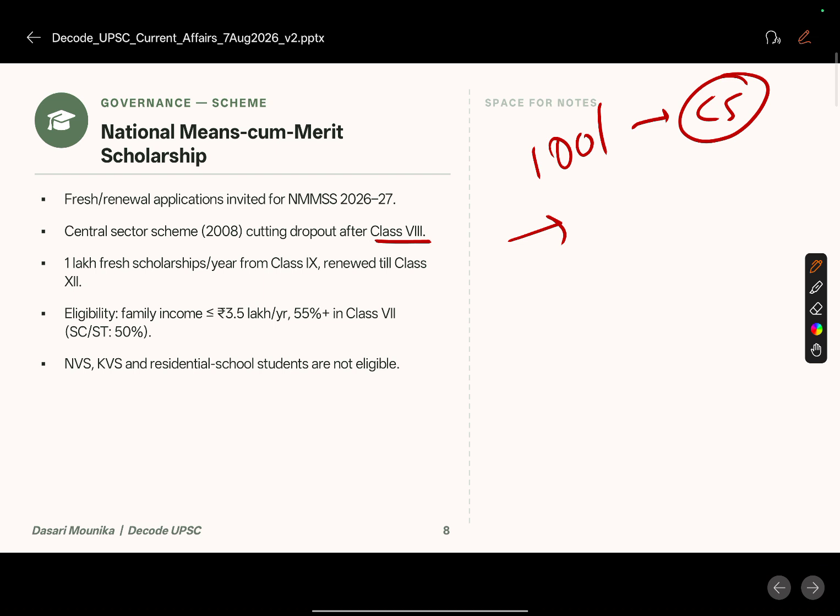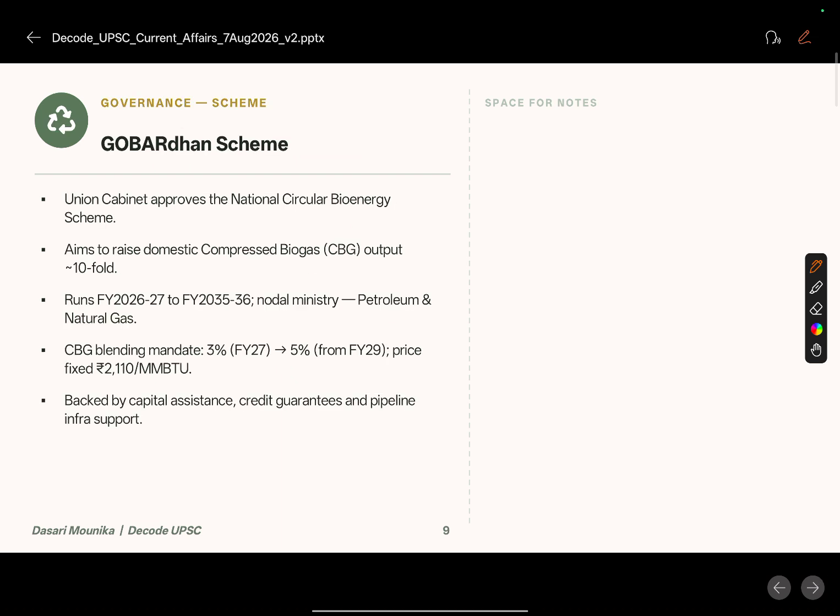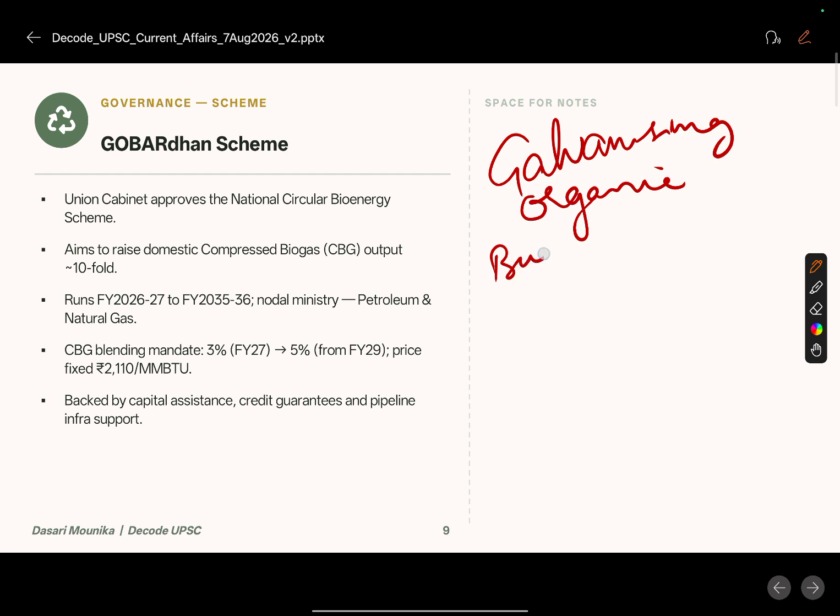So moving forward, we have the Gobardhan scheme. What is this Gobardhan scheme about? First, let us see the full form: Galvanizing Organic Bio-Agro Resources Dhan. That is the full form of this scheme.